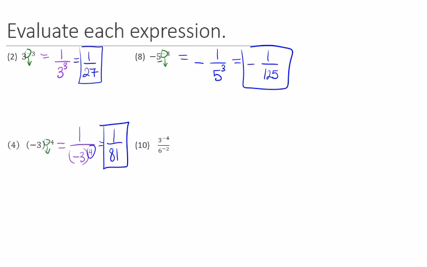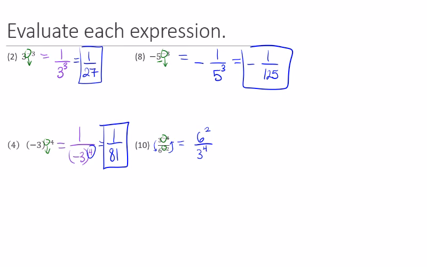All right, number 10. So here I have a negative exponent on top and a negative exponent on the bottom. So I'm actually going to flip them. So I'll end up with 6 squared on top. Okay, so I bring that to the top. And then 3 to the negative fourth, I'm going to drop that. And it'll become 3 to the positive fourth.